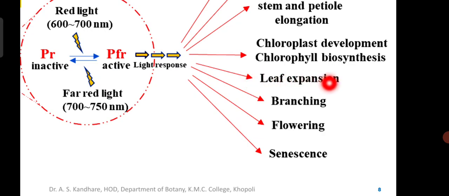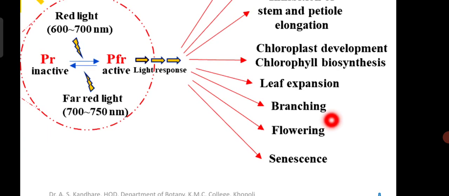For that reason, leaves should be expanded with its growth, and this is also carried out under the influence of phytochrome. Branching is also a very important thing, canopy formation, and this branching and canopy formation is also controlled by phytochrome. Flowering, as we know, photoperiodism, flowering is also under the influence of phytochrome. Senescence and death, isn't it?